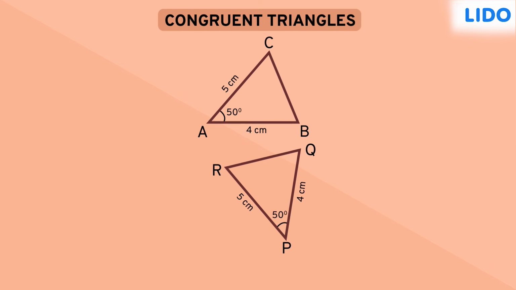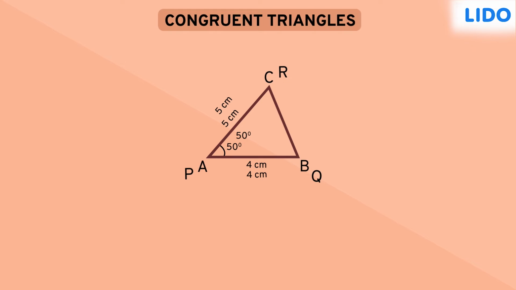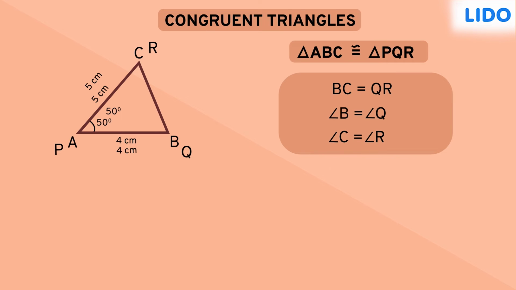Let's move PQR and see if it superimposes over ABC. Look! Triangle PQR superimposes exactly over triangle ABC. This means the two triangles are congruent. And since the two triangles are congruent, BC is equal to QR and angles B and C are equal to angles Q and R respectively, as they are corresponding parts of congruent triangles.